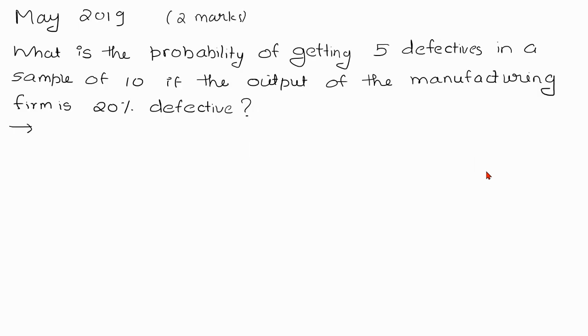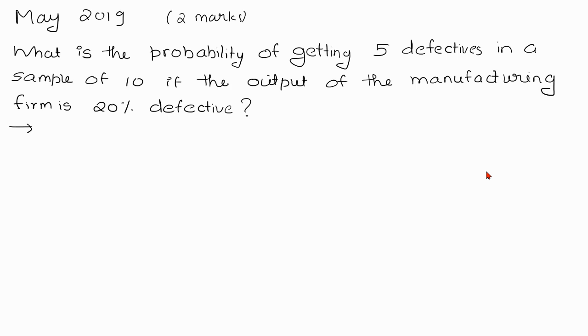This is the next question which had appeared in May 2019 for 2 marks. And what does the question say? What is the probability of getting 5 defectives in a sample of 10 if the output of the manufacturing firm is 20% defective?